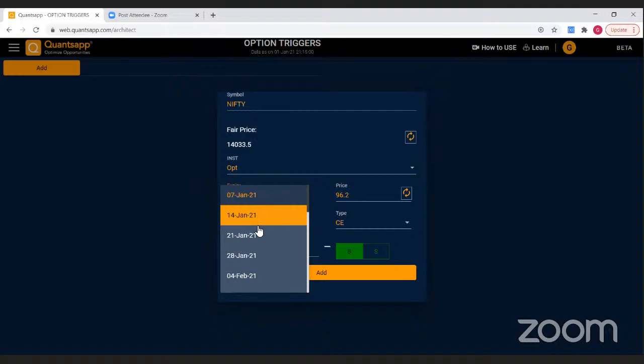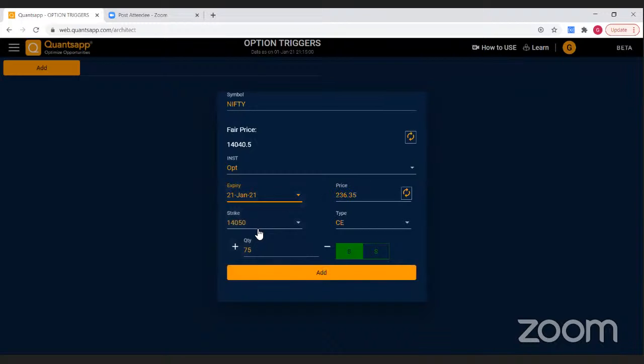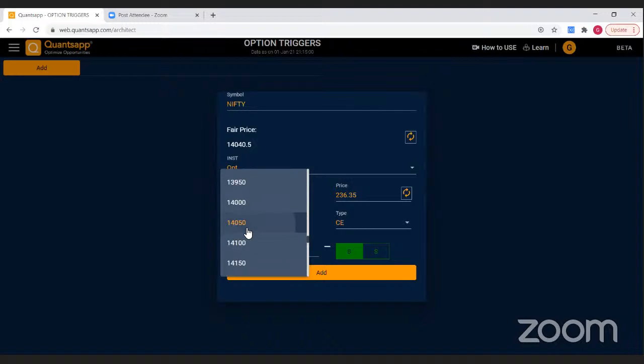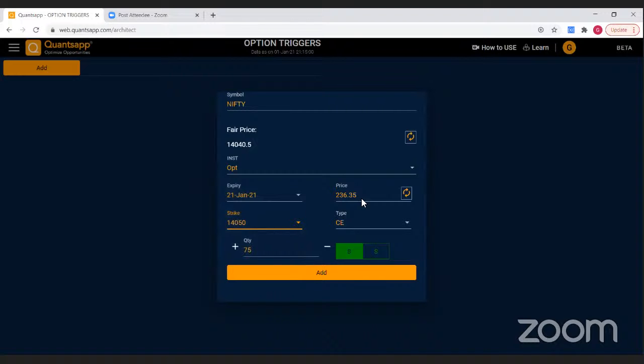So let's take 21st Jan. We have a good amount of time for doing the scenario analysis. Here you can see the at the money strike, which by default it will give you. After taking the at the money, you can see the price. Now you can see the call option or the put option you want to take for your custom strategy. So if I take call option, then you have the price and quantity.